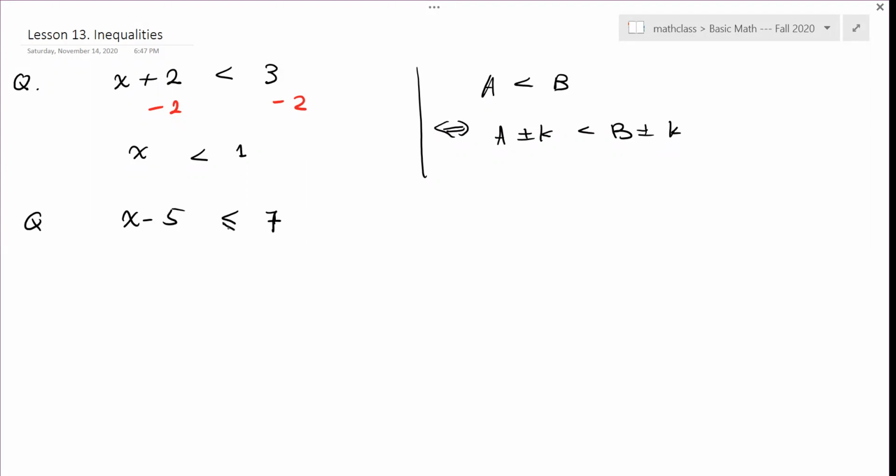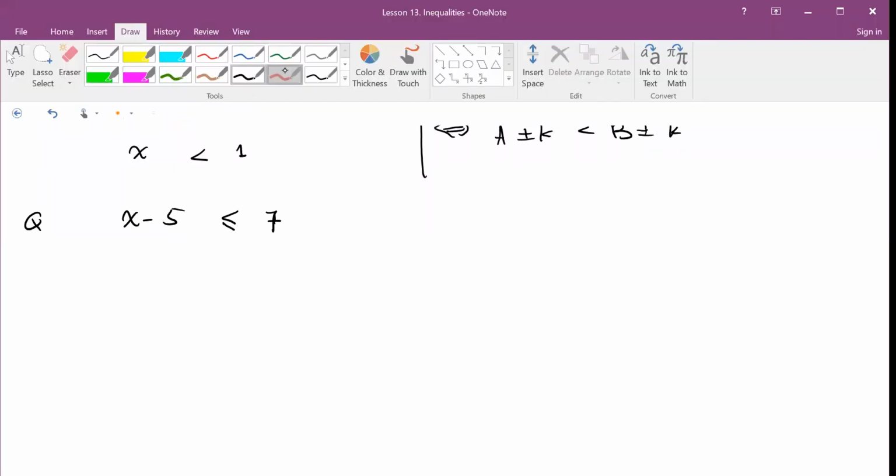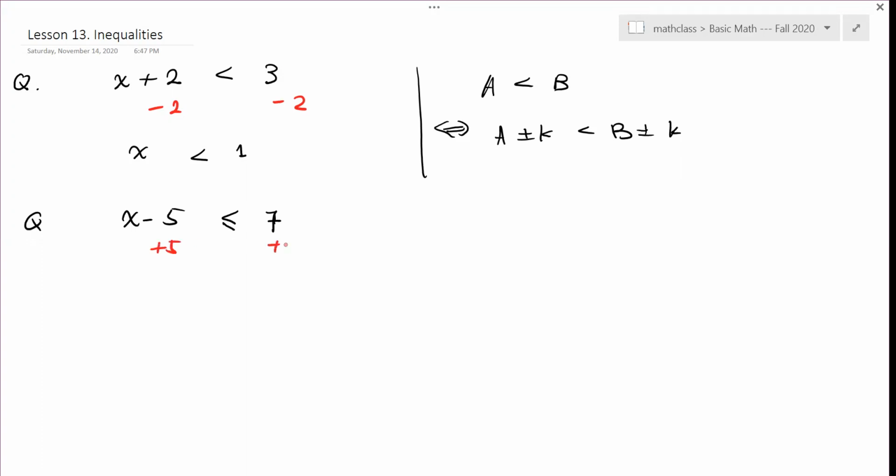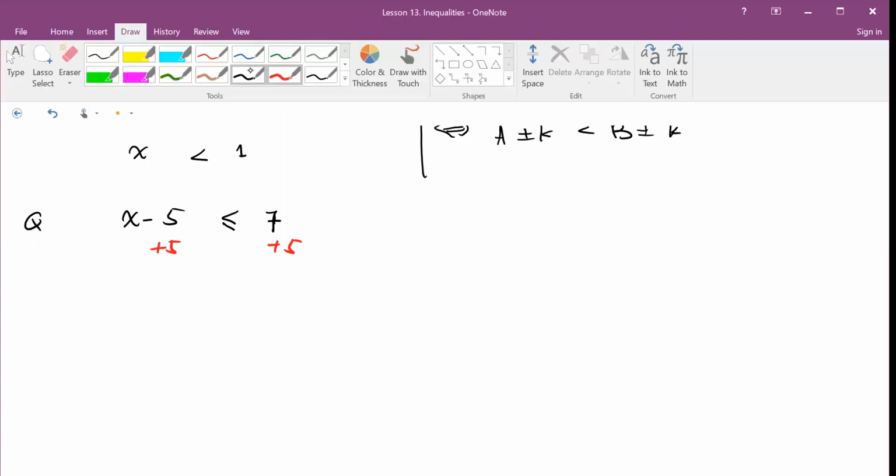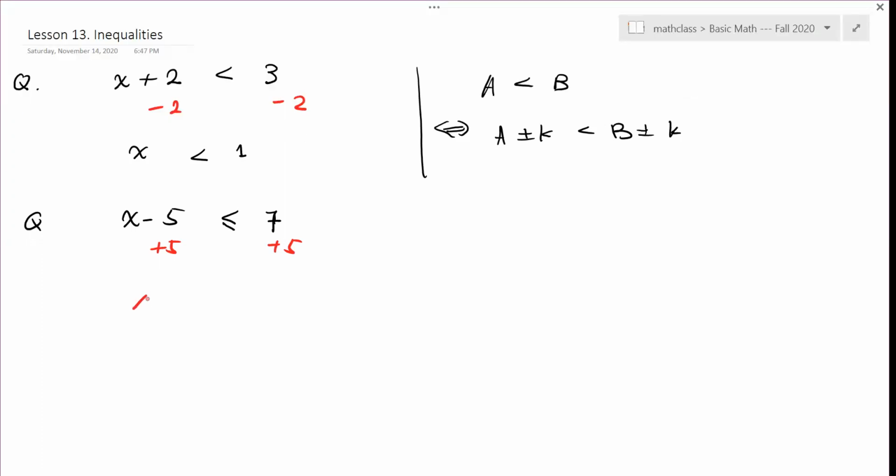Okay, the second problem here is x minus 5 less than or equal to 7. Less than or equal to 7, right? So that means it could be equal, or it could be less than. So for this problem, what we do here is add instead of subtract. We're going to add 5 to both sides. So you are going to get an equivalent inequality. The left-hand side will be just x. The right-hand side will be 7 plus 5, and that will be 12. So the answer would be x less than or equal to 12.